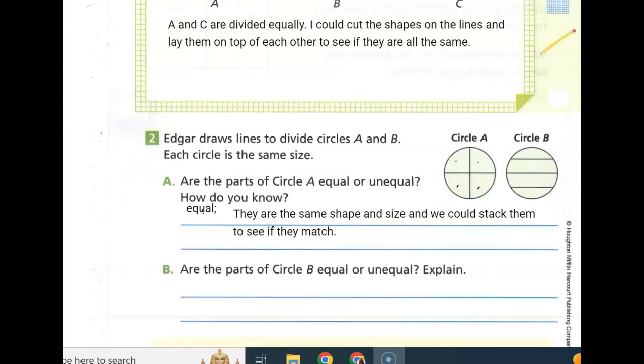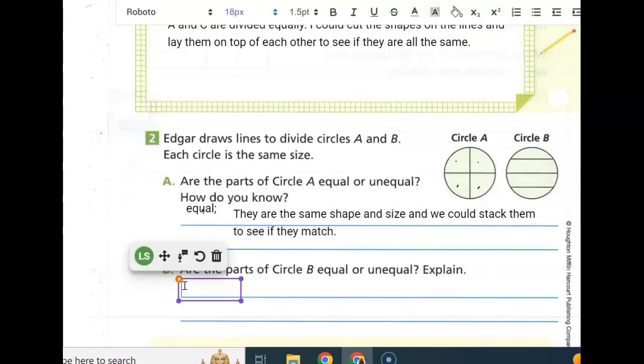Part B of number 2 is, are all the parts of circle B equal or unequal? Thumbs up if you think equal, thumbs down if you think unequal. Circle B. They are unequal. So everybody should write unequal.